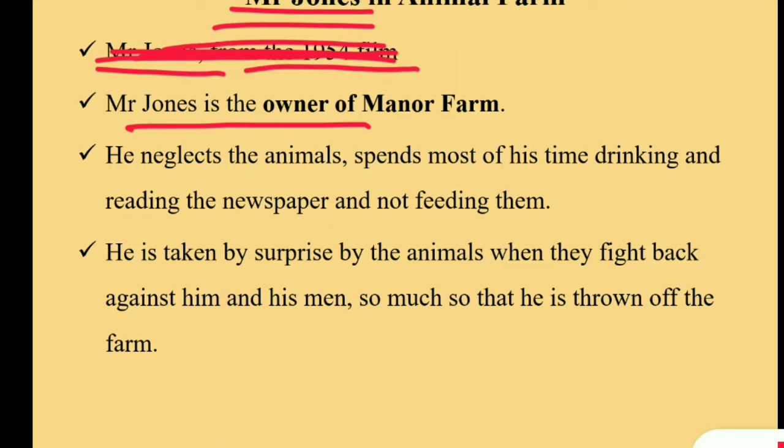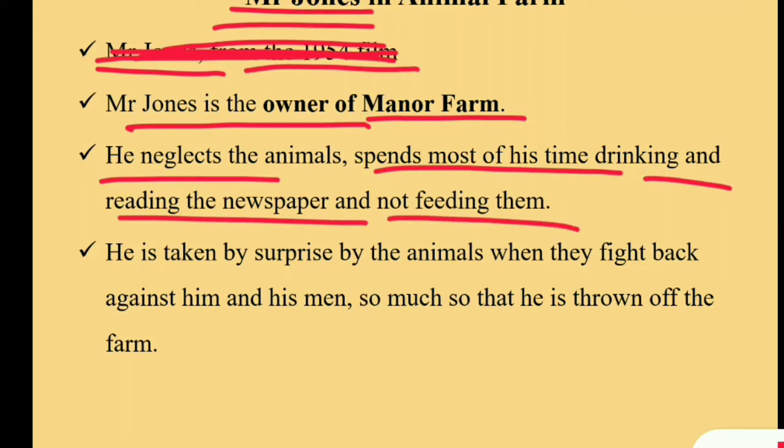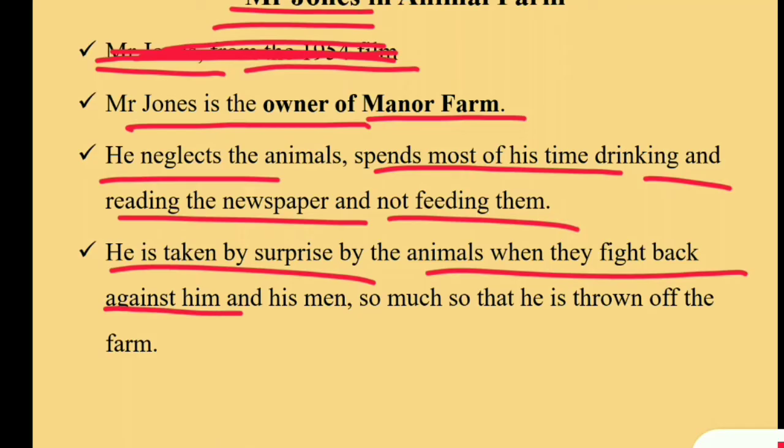Mr. Jones is the owner of Manor Farm. He neglects the animals, spends most of the time drinking and reading the newspaper and not feeding them. He is taken by surprise by the animals when they fight back against him and his men, so much so that he is thrown out of the farm.